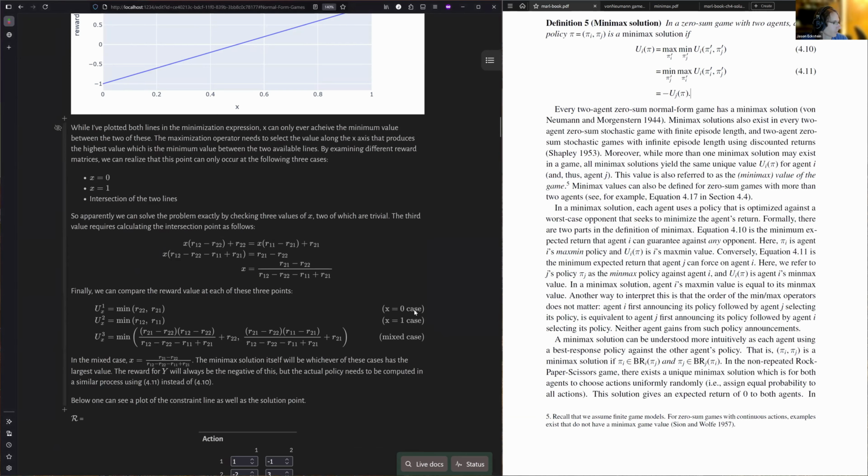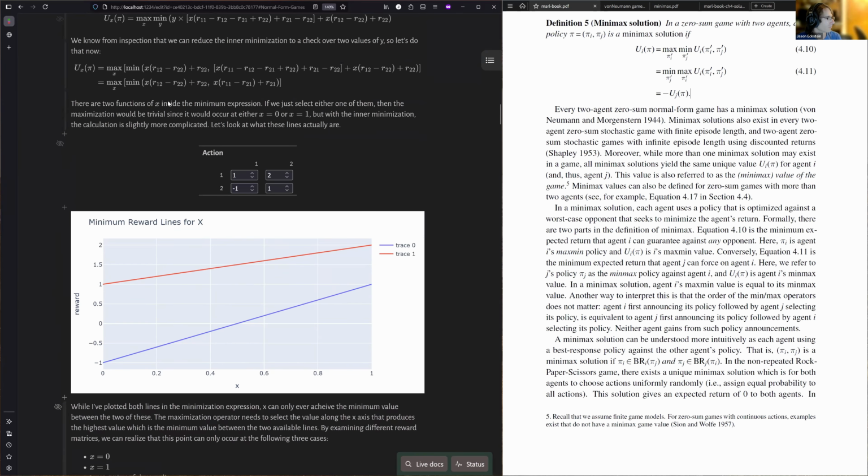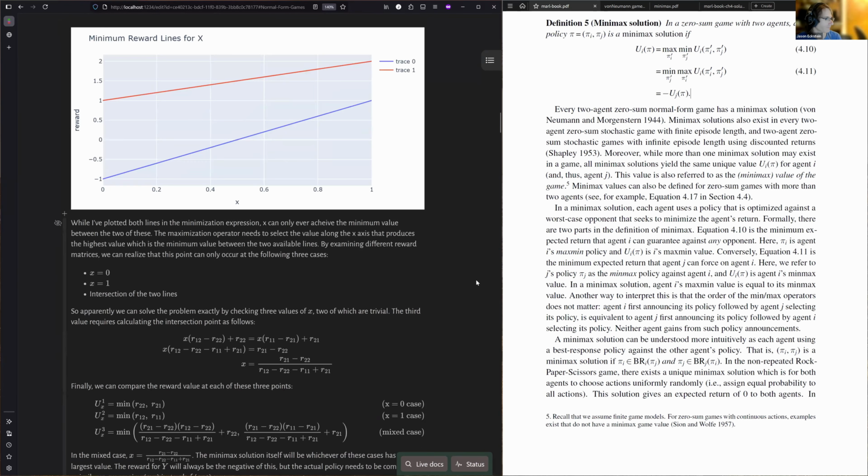So the x equals 0 case, this is the value. x equals 0 means that we select action 2, right? So what we're doing here, this is the minimum of the 2 reward values we could get if we select action 2. And then similarly, this is if we select action 1. And then this is the mixed case, where it could be an intersection point. And here it's going to be the minimum between the value here if we plug in the intersection point.